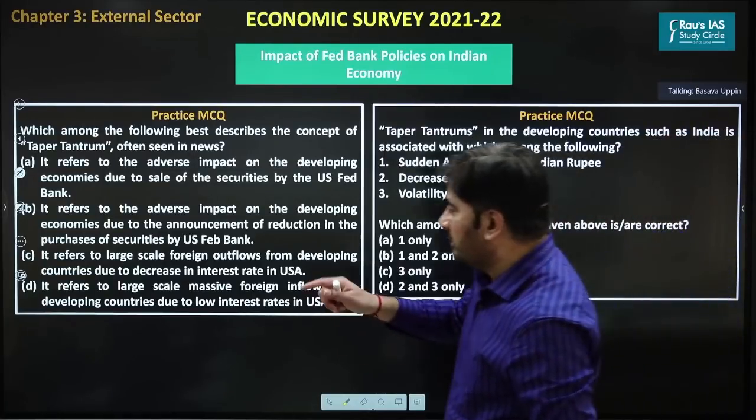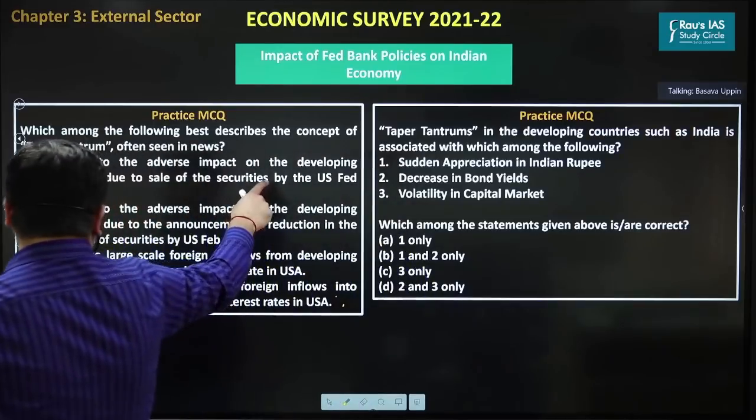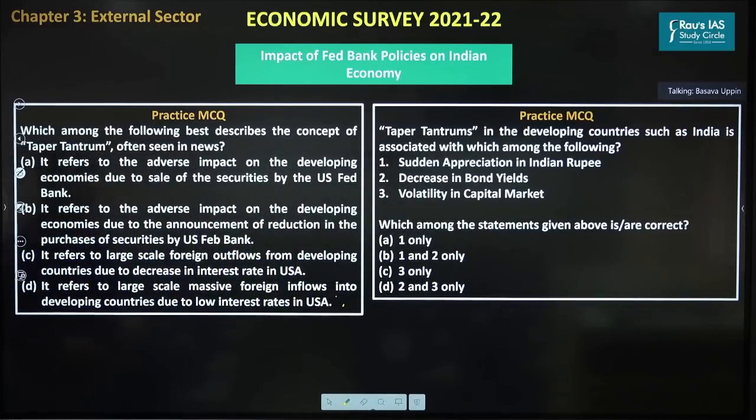So look at the options here. It refers to adverse impact on the developing economies due to sale of government securities by the US Fed Bank. Is it sale? No. Option C, it refers to large-scale foreign outflows from the developing countries due to decrease in rate of interest in US. No. It refers to large-scale massive foreign inflows into developing countries. No. So the right answer is B. It refers to the adverse impact on the developing economies due to the announcement of reduction in the purchases of the securities by the US Fed Bank.